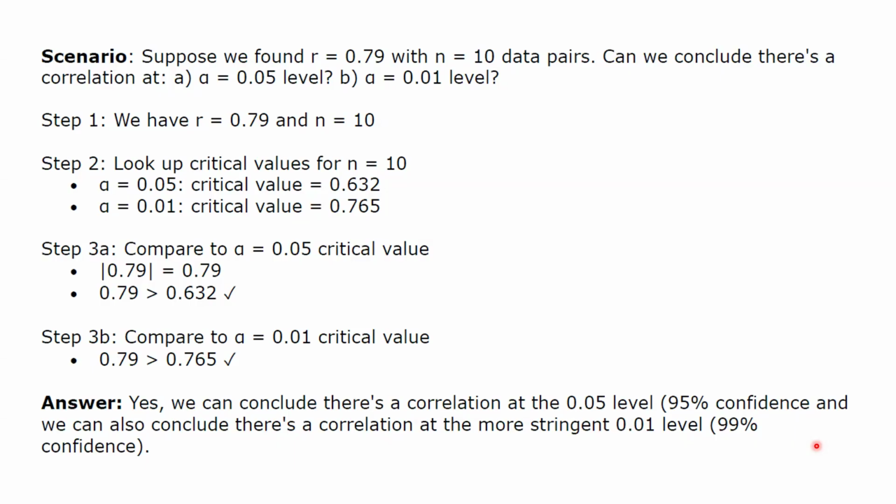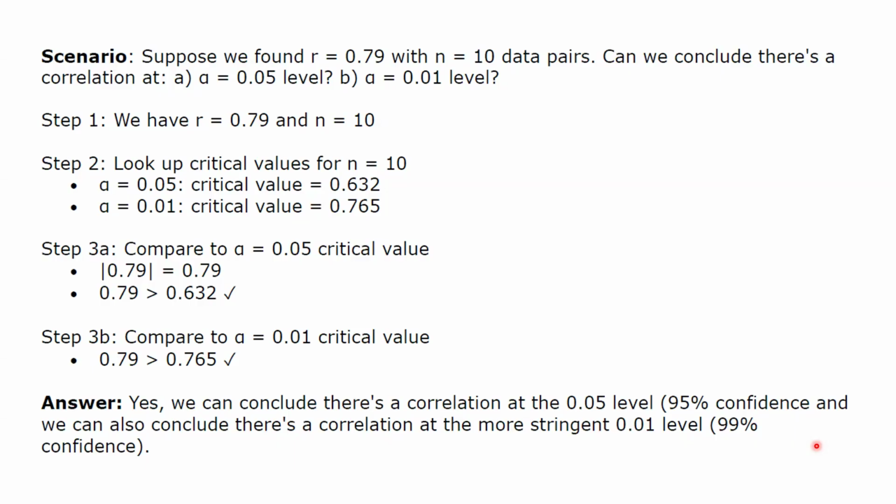So we will compare the 0.05 critical value to 0.79. And 0.79 is greater than 0.632. So yes, that's significant at the 0.05 level. Then we'll compare the 0.01 critical value. So 0.79 is also greater than 0.765. So yes, it's significant at the 0.01 level.